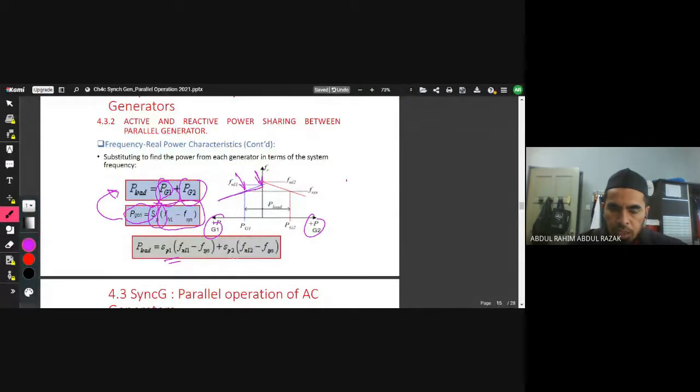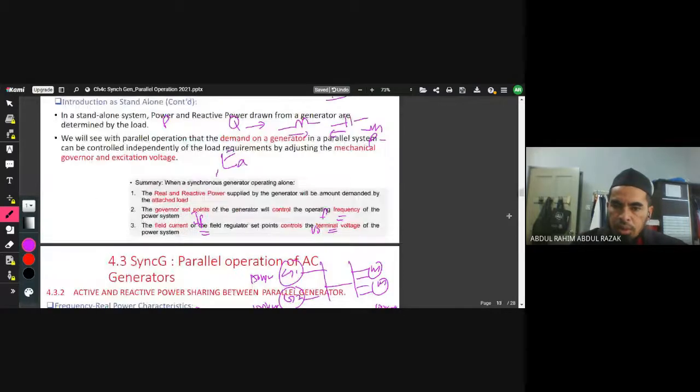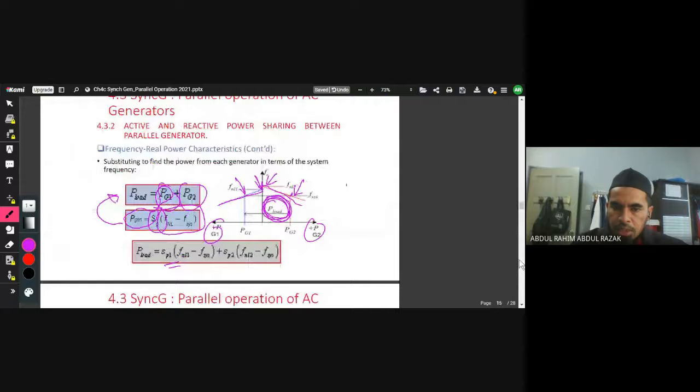Meanwhile, the power from your G2 is the slope of the curve times the frequency at no load here minus the frequency of the system at this point. So this is the amount of P load delivered or absorbed from the system. Delivered to the load or absorbed from the system. You can use this equation to find the values of the load, P load absorbed from the system, or P supplied by the generator.